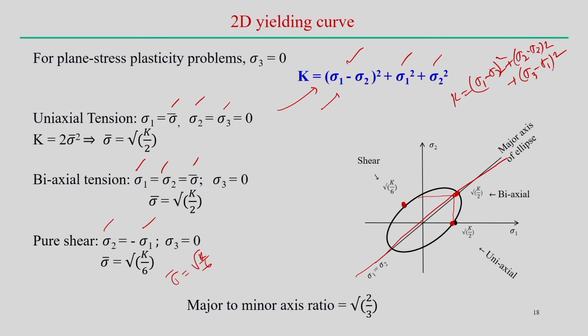So once we know this functional form, we will be able to determine the value of the constant. If you conduct uniaxial tensile testing, sigma bar is known, and then k is twice sigma bar squared.